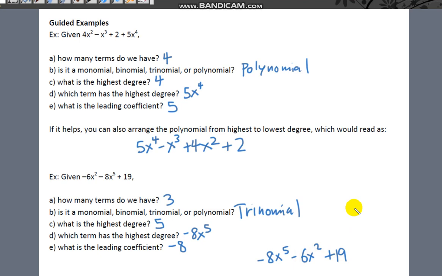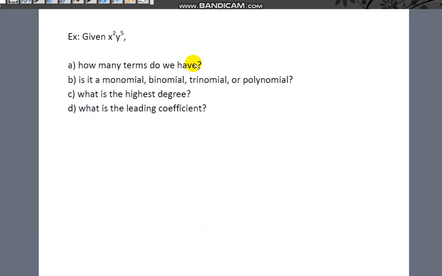Okay. Last one here. Let's say we're given this. How many terms do we have? Well, just look at that. We only have one term. Is this a monomial, binomial, trinomial, or polynomial? Mono meaning one, so it would be a monomial.